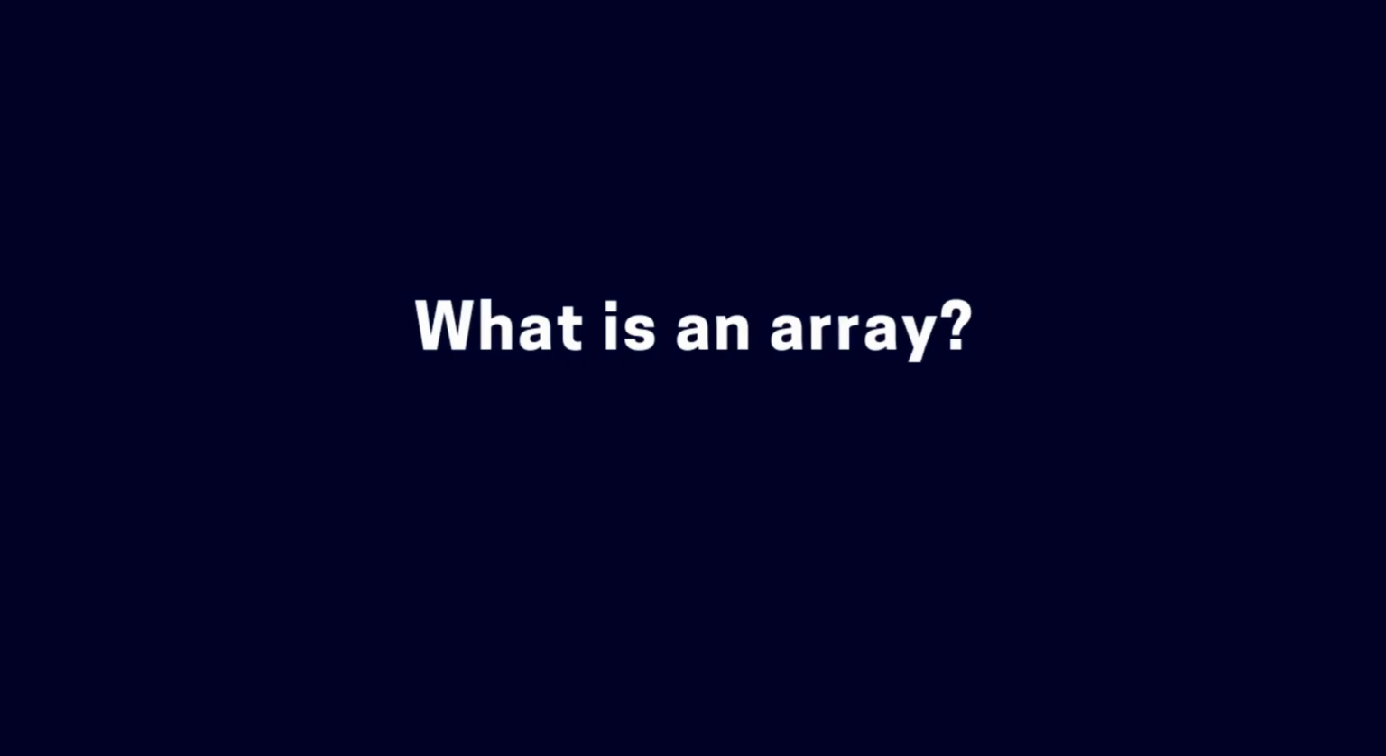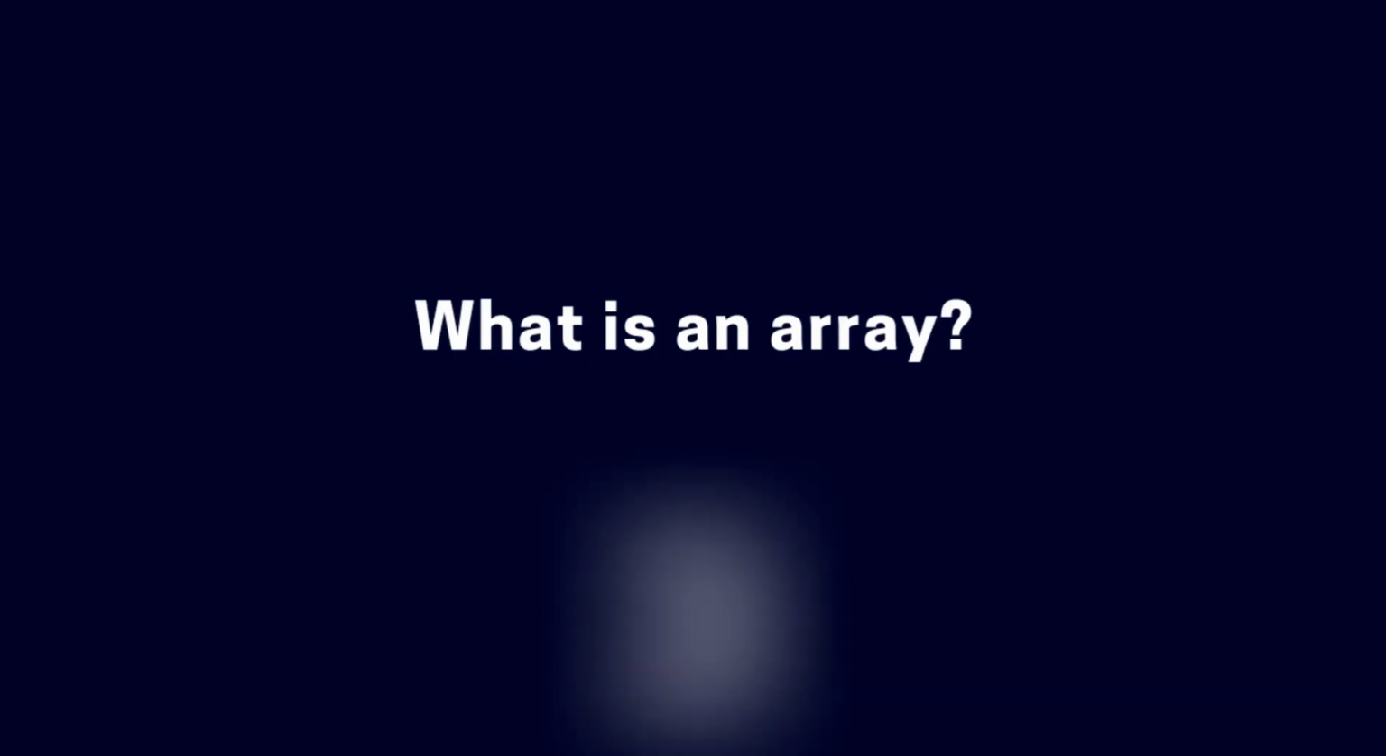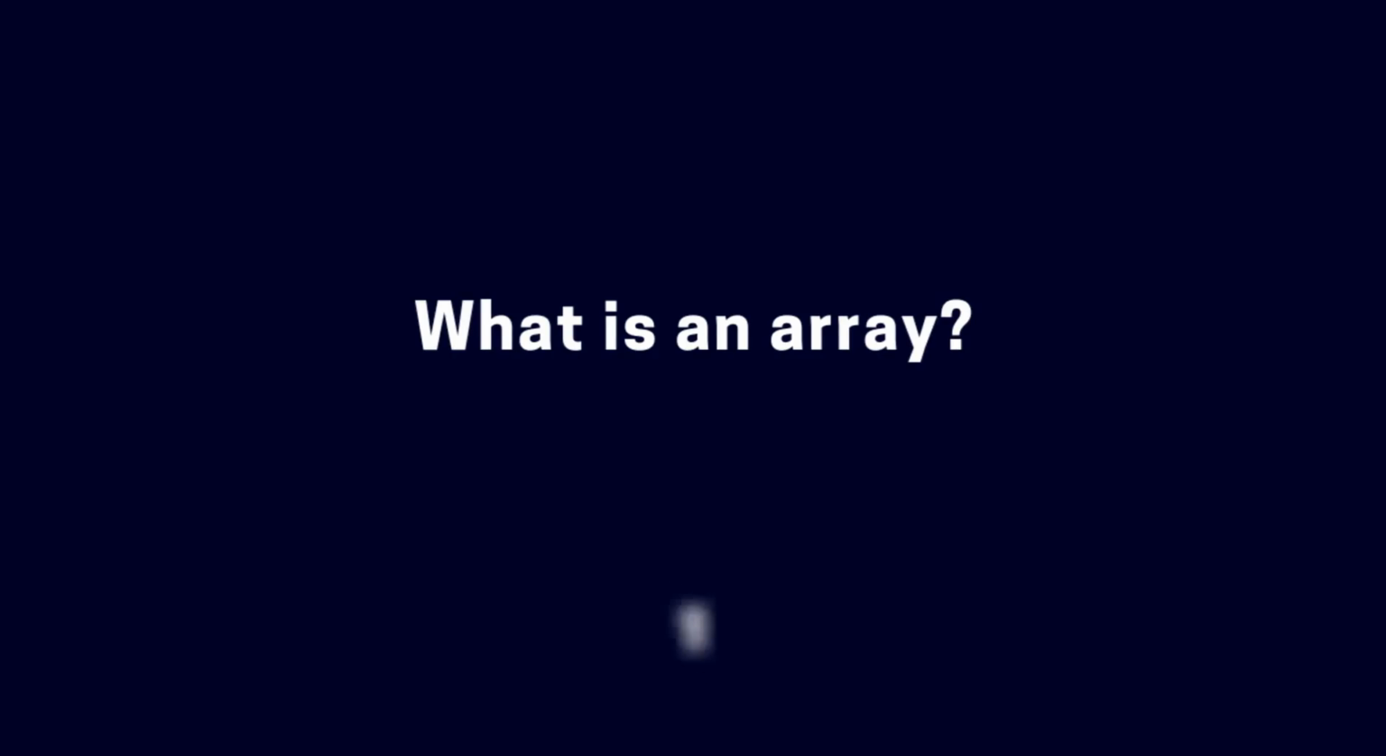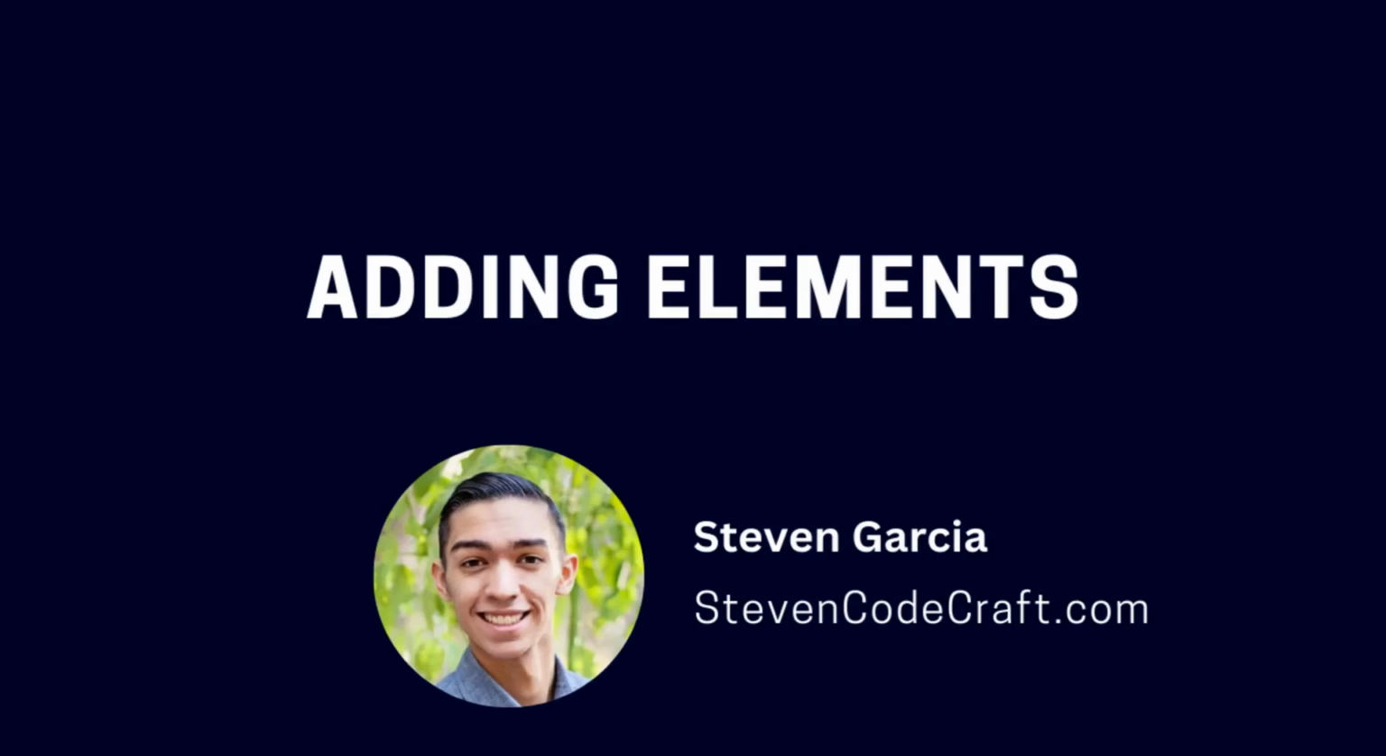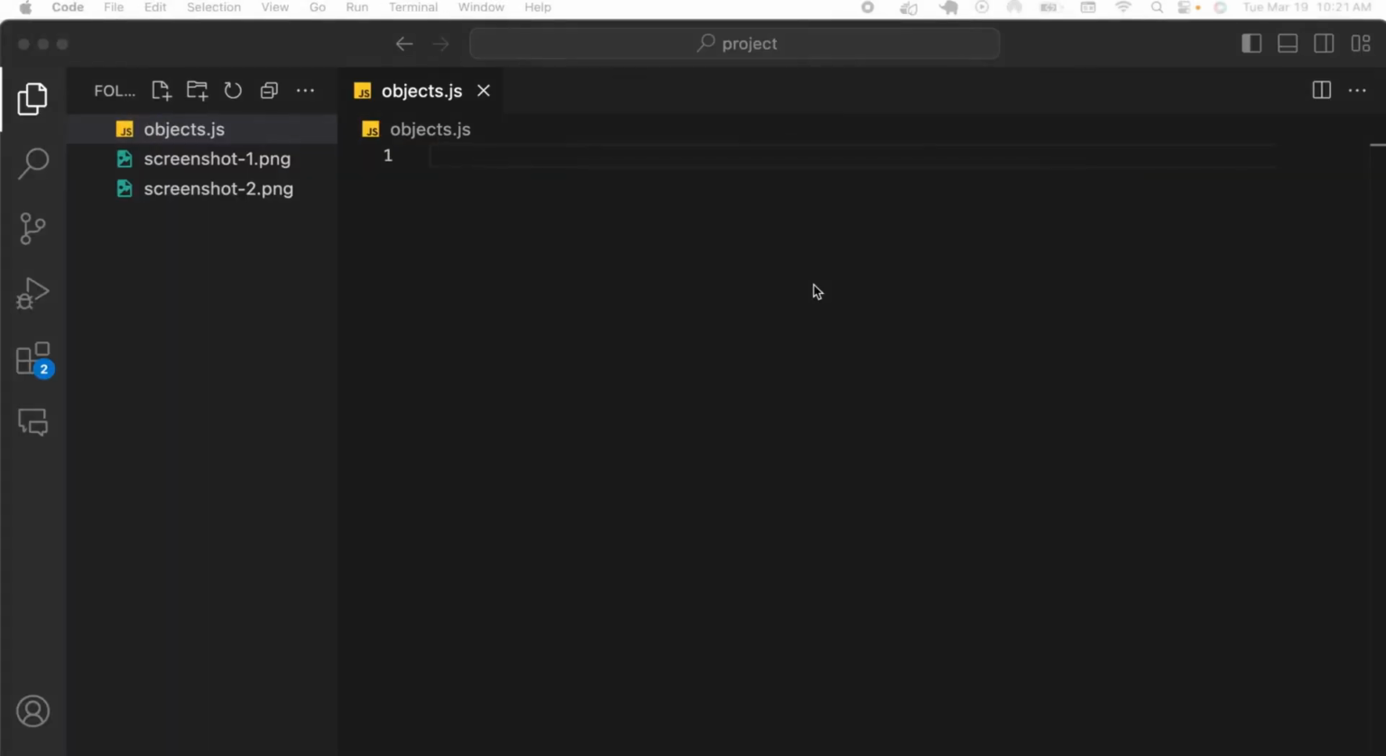What is an array? An array is a commonly used data structure in JavaScript that stores a list of data. So one of the most common operations when dealing with arrays is adding elements.